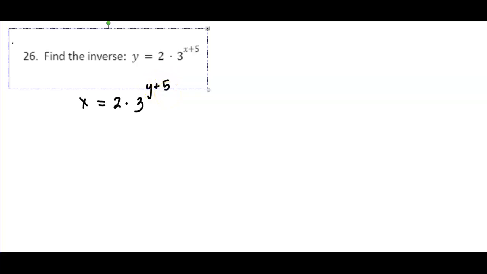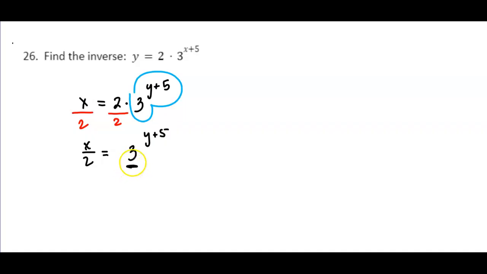Now, in order to convert, we've got to get this exponential by itself. So we have got to move the 2 first. It's being multiplied by the exponential. So we're going to divide by 2. That's going to give me x over 2 equals 3 to the y plus 5. Now we can convert. We're going to start with our base of 3. So the base of my log should be 3. So it's log base 3 of x over 2 equals y plus 5.